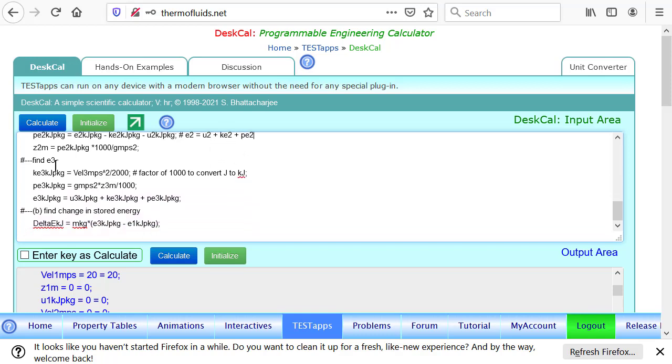Similarly, to find the stored energy at state 3, we are basically doing U3 plus KE3 plus PE3. Therefore, E3 is found, and we could write a little comment here: E3 equals U3 plus KE3 plus PE3. Therefore, the change in stored energy, delta E in kilojoule, is m kg times this, which is obvious. So delta E equals mass times E3 minus E1.